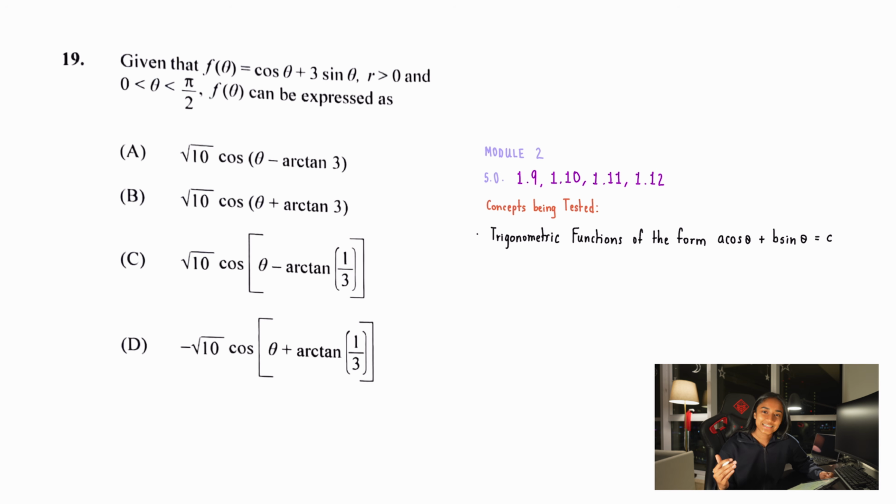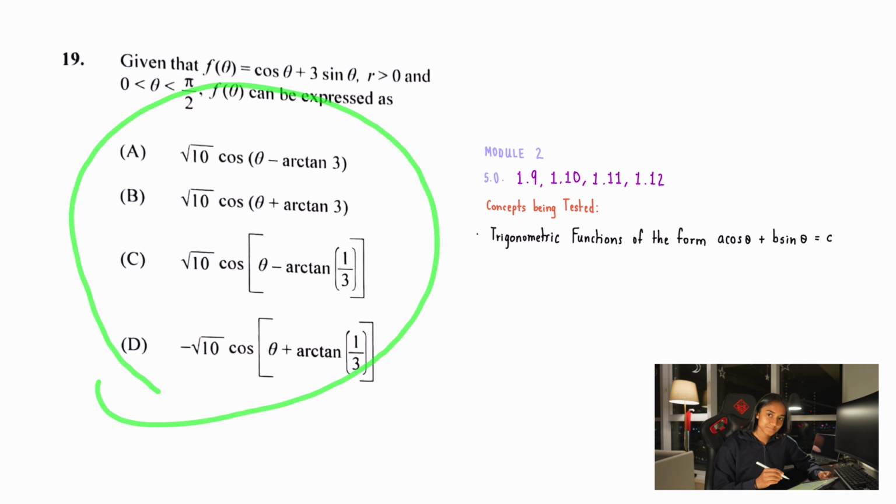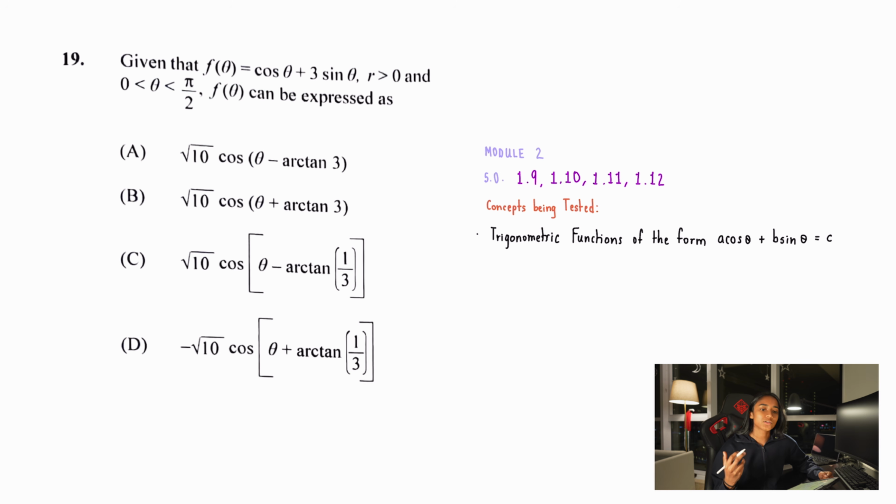Question 19 states, given that f of theta is equal to cos theta plus 3 sine theta, r is greater than 0, and theta is between 0 and pi over 2, f of theta can be expressed as which one of these? So this is under our topic, trigonometric functions of the form a cos theta plus b sine theta.